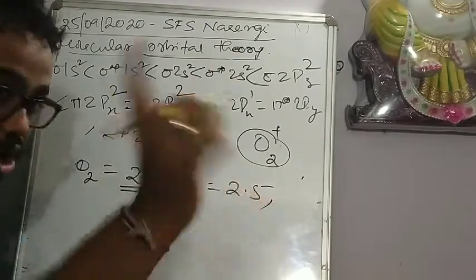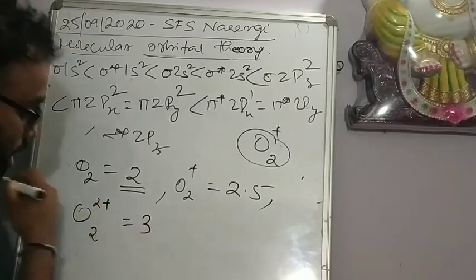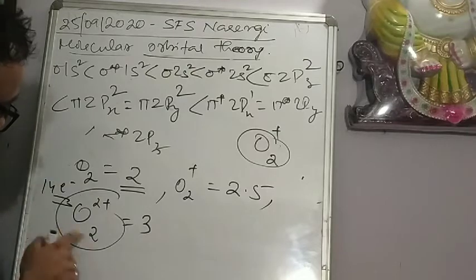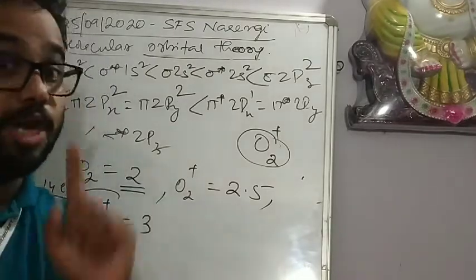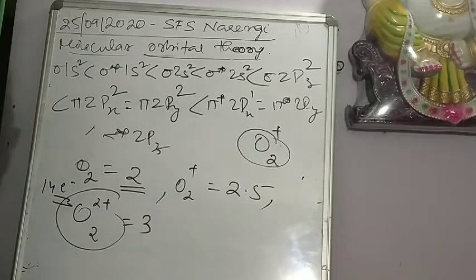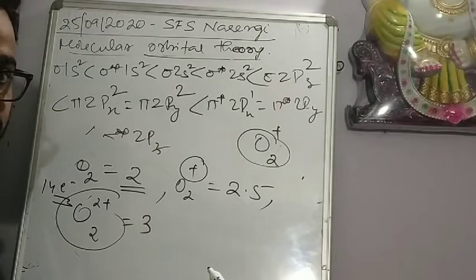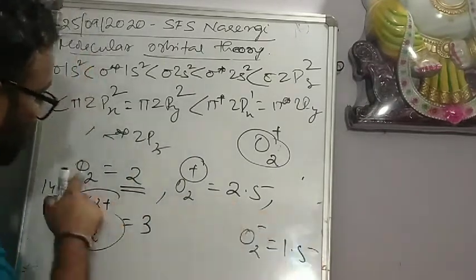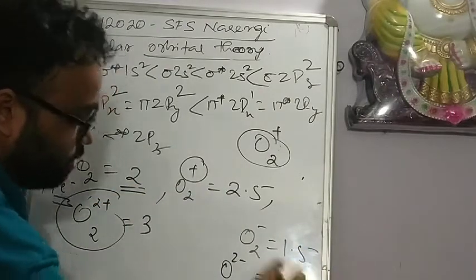Now, if you do it at home, try on your own. O2 2 plus will come out to be 3, because O2 2 plus has 14 electrons: 2 into 8 is 16, minus 2 is 14. And 14 electrons was N2. It was 3. So if you increase the plus charge, the bond order increases by 0.5. And if you decrease, O2 minus will be 1.5, because O2 is 2, minus 0.5 is 1.5.